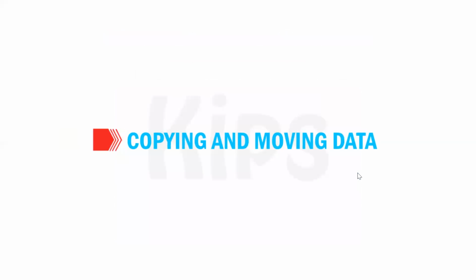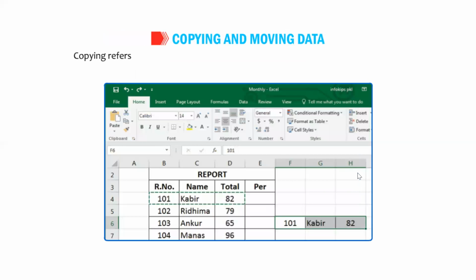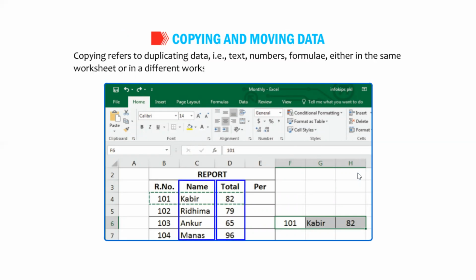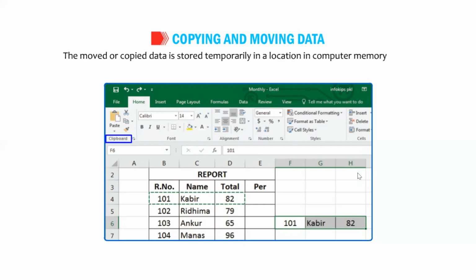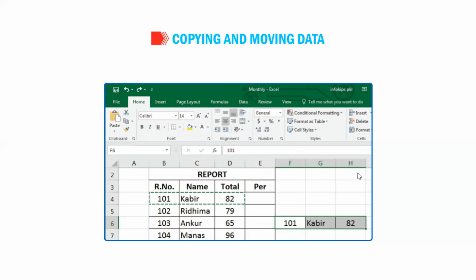Okay, students, now let us find out how to copy and move data. Copying refers to duplicating data, that is, text, numbers, formulae, either in the same worksheet or in a different worksheet. Moving refers to changing the position of data either in the same worksheet or in a different worksheet. The moved or copied data is stored temporarily in a location in computer memory called clipboard. To move or copy data, use the cut, copy and paste commands.